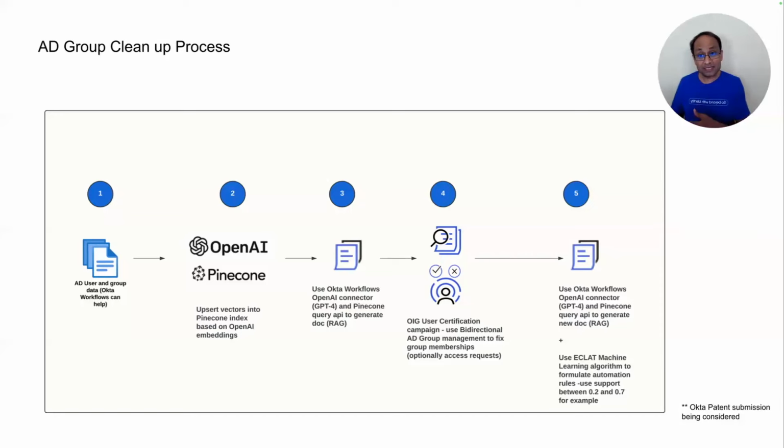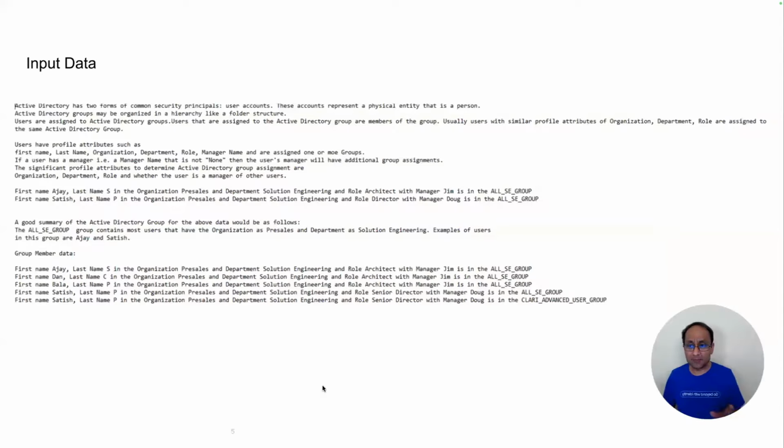So we will perform the search, get back similar text, and then take that back to OpenAI's chat completion API, and we will get documentation. We will use Okta Identity Governance to be able to perform some cleanup, and then subsequently may regenerate documentation and have some role mining to determine what automation policies to put in for birthright access. So this is the big picture. The input data would look something like this.